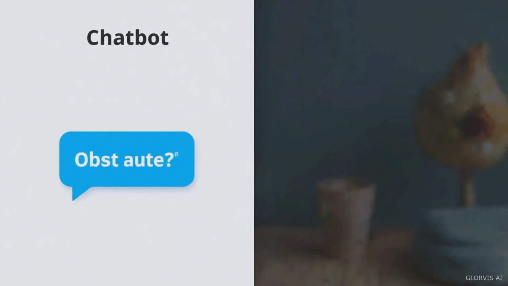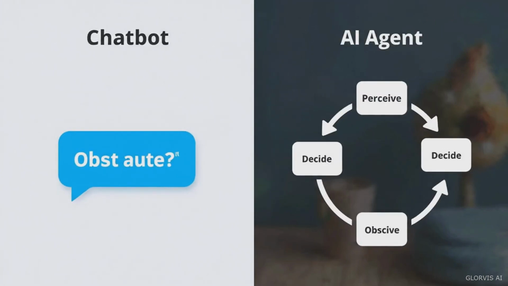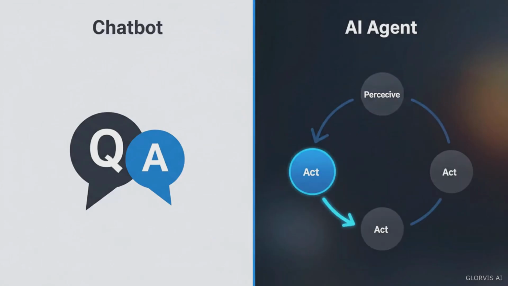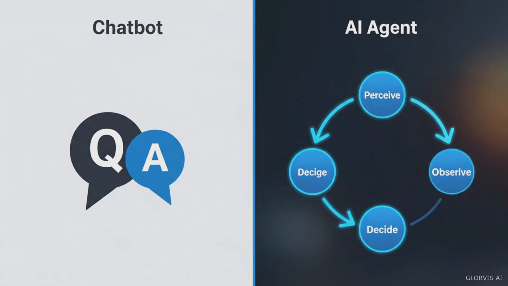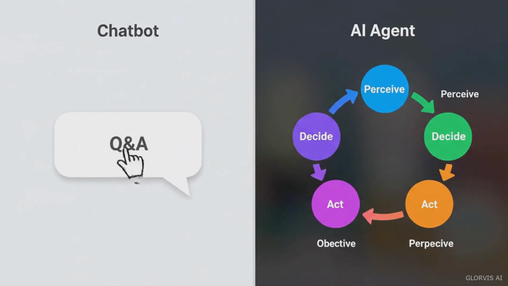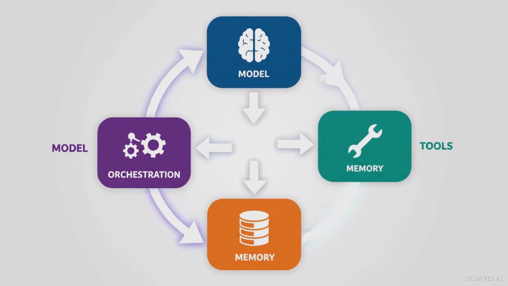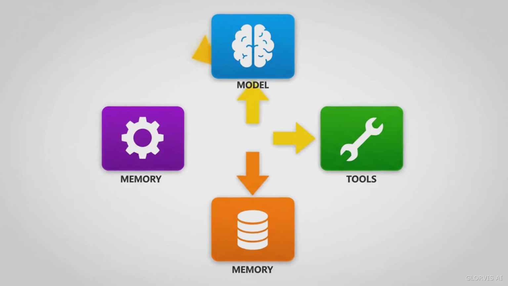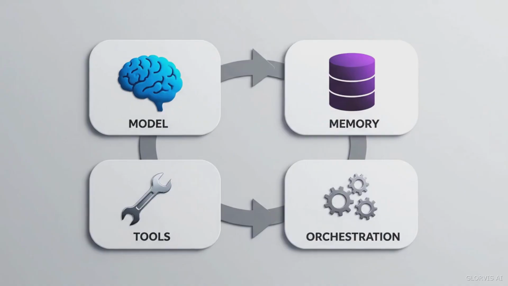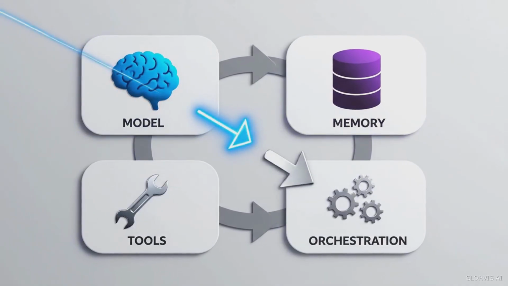Let's clear something up first. A chatbot answers a question. A script runs a sequence of commands. An AI agent is different from both. An agent perceives an environment, decides what to do based on a goal, takes an action, and then observes the results, and then it does it again. That loop is the entire definition. If a system doesn't loop, it's not an agent. It's automation with an LLM stapled on.